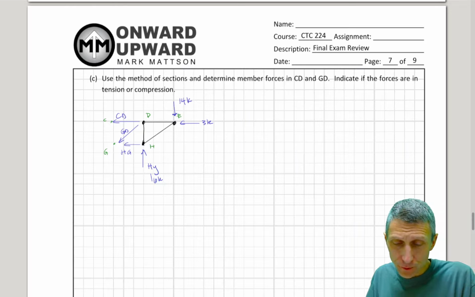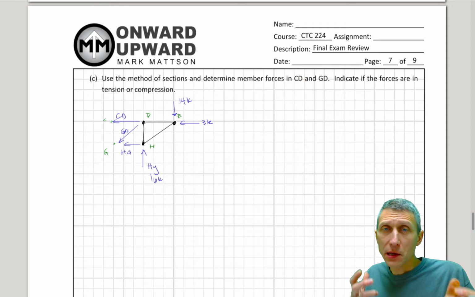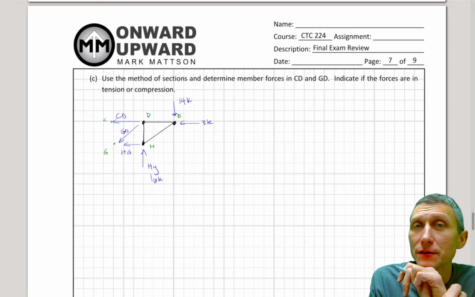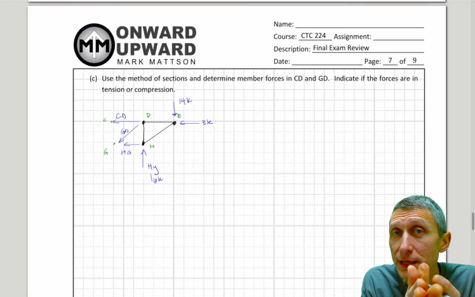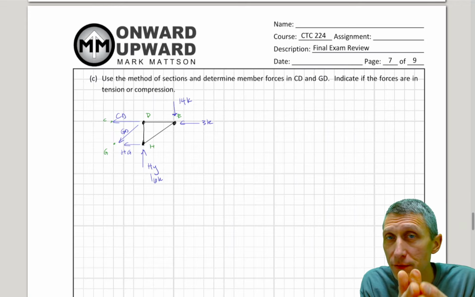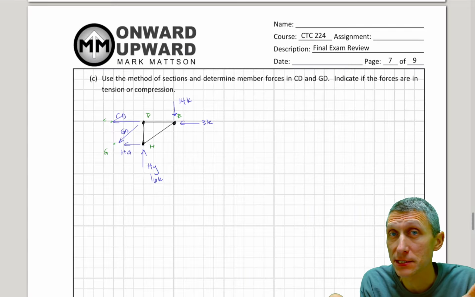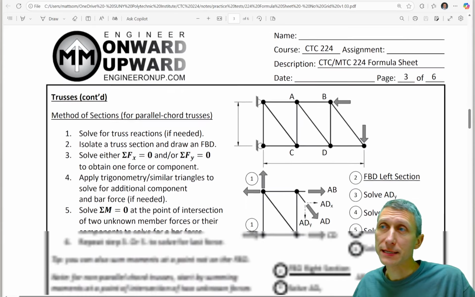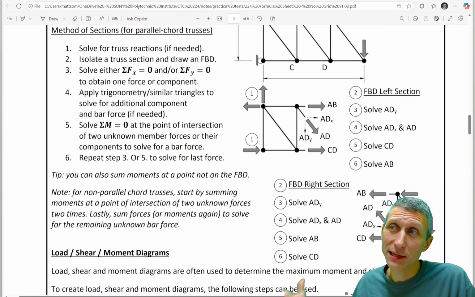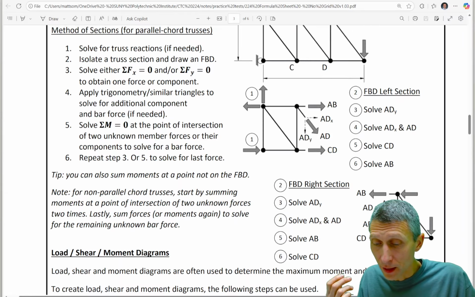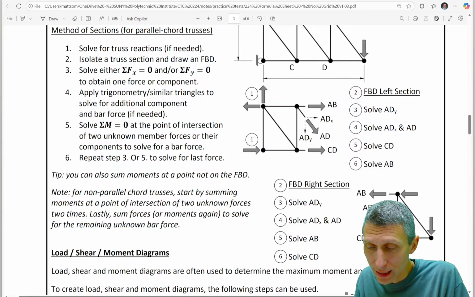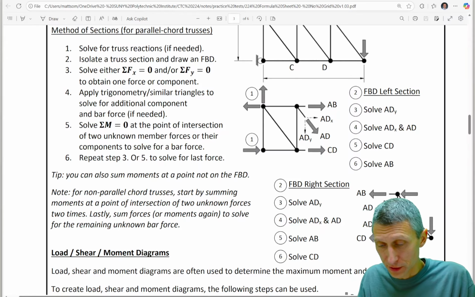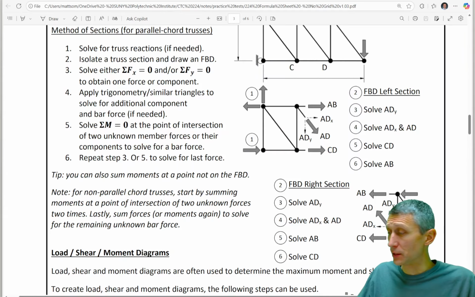Now, because I put CD first, let's just try to see if we can solve CD first. So one of the things that I look for with method of sections is I look for ways to sum moments. And if we look back at the formula sheet here, one of the things that I put in this formula sheet, and granted some people like this and some people don't, is that I like to sum moments at the point of intersection of two unknown member forces. That's going to help me quite a bit.